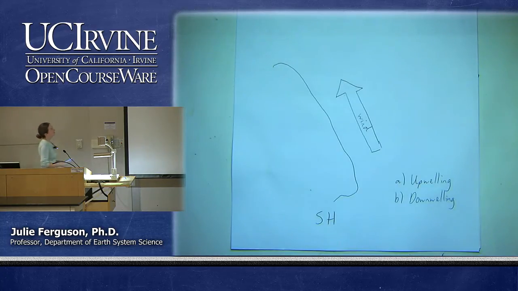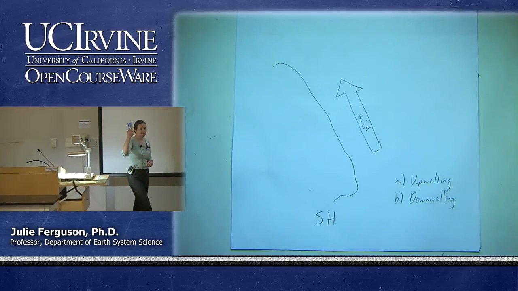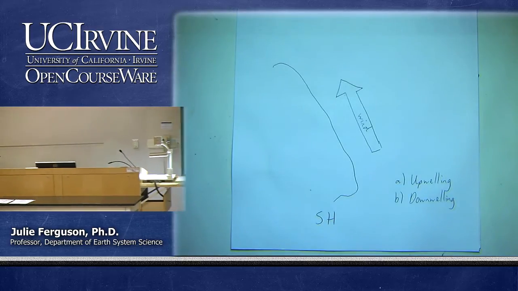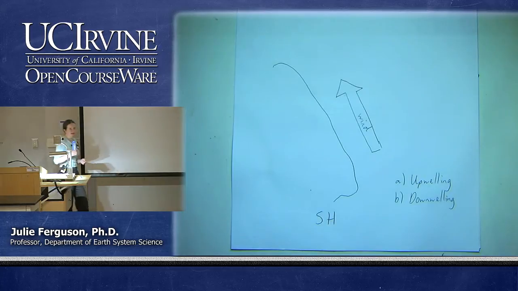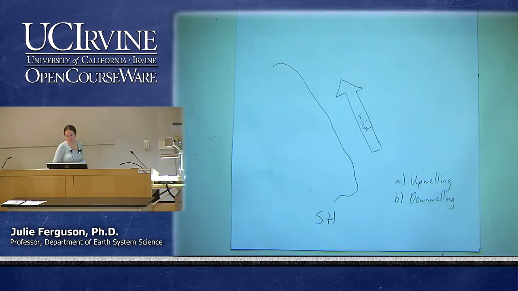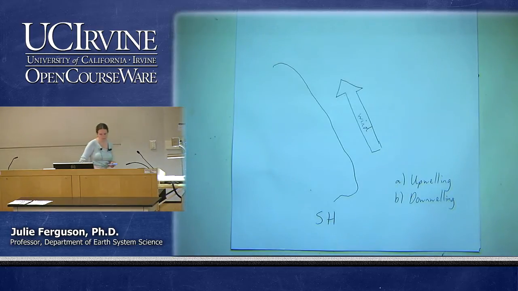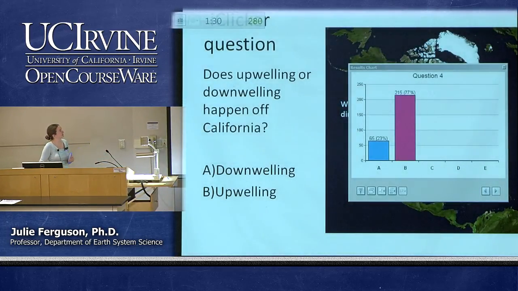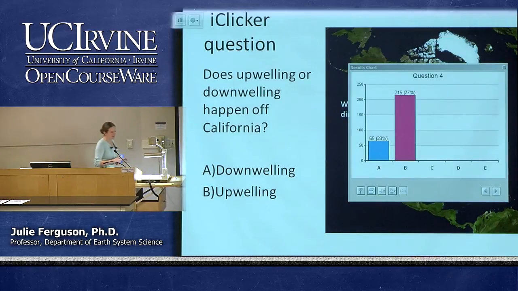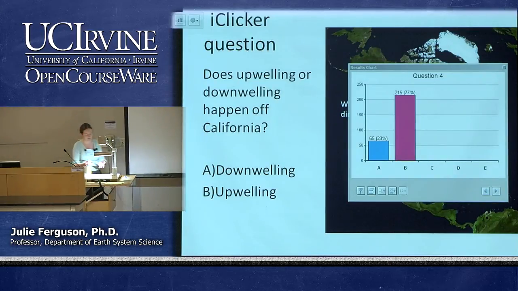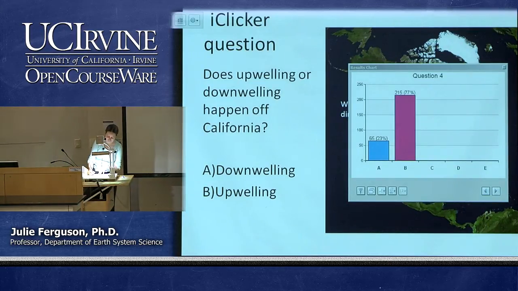Okay, so feel free to vote, even if it doesn't appear at the top. Do vote, because I can see the results at the front here. So a few more seconds to vote. Okay, so let's take a look at our results. So 77% of people said upwelling. Oh, sorry, downwelling, thank you. Sorry. And 23% of people said upwelling.